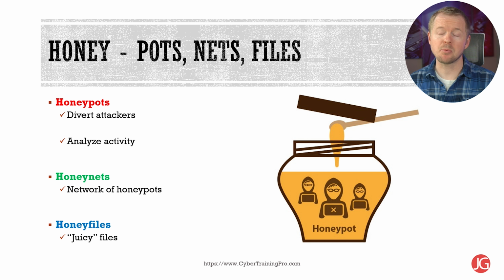A honeynet is a network of honeypots or vulnerable systems, and it's designed to mimic a live network. Just like with honeypots, we're trying to divert attackers and analyze their activity. A honey file is a file designed to attract an attacker. For example, we might use an attractive name like salaries.txt or passwords.txt, and then we can monitor that file.